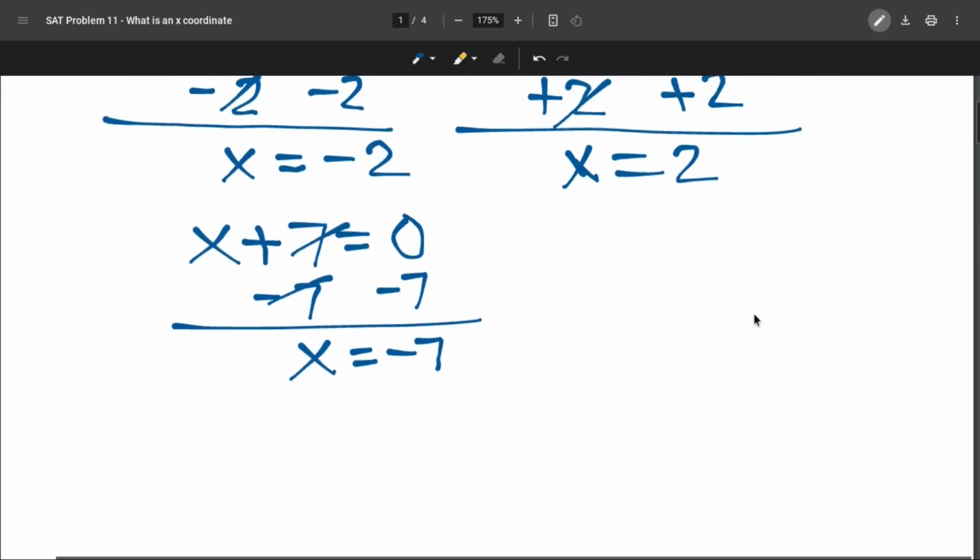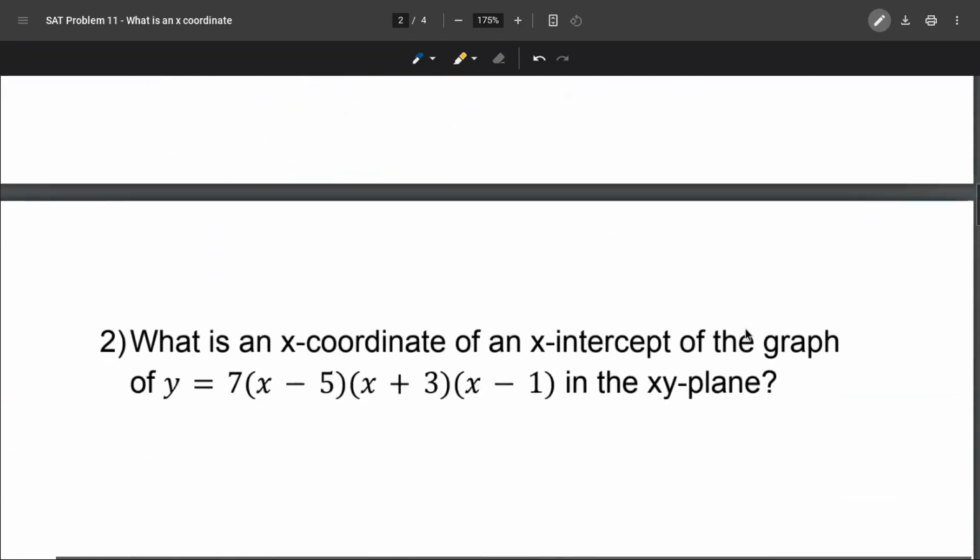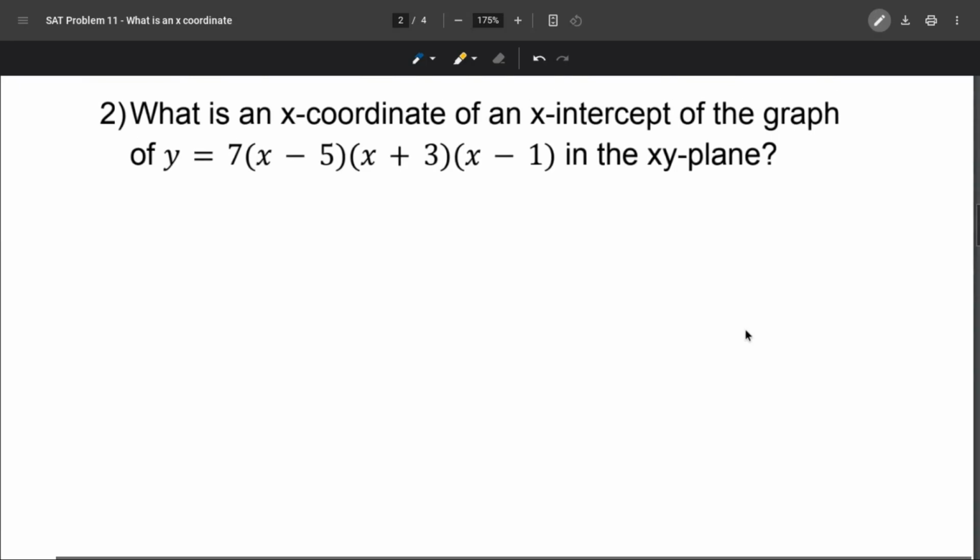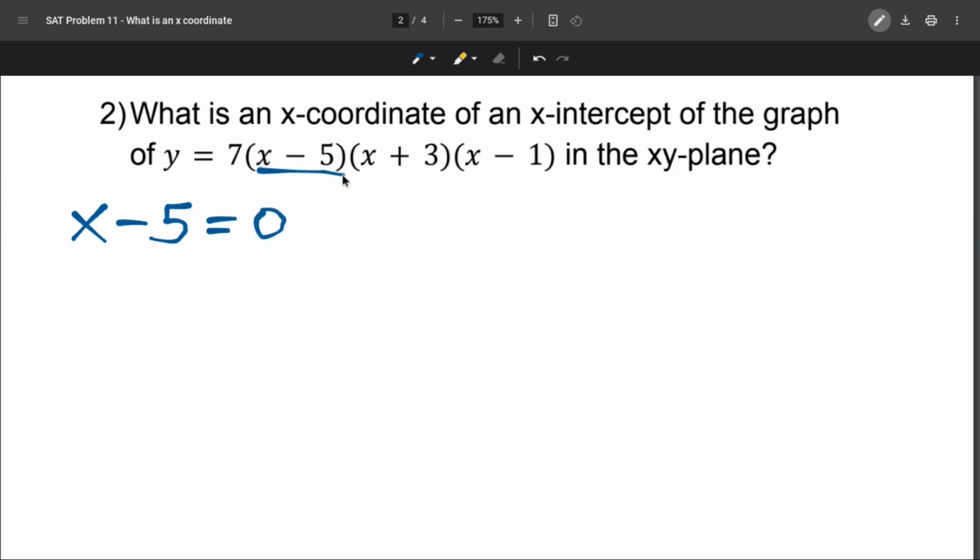And let's try problem 2. And if you're trying to get ready for the SAT, you might want to pause the video right now and try and do what I just did. Okay, let's go. All right, so hopefully you paused that and worked it out. So this next one, I have x minus 5. I'm going to set that equal to 0. So I'm taking this first factor here. I would add 5. I get x equals 5.